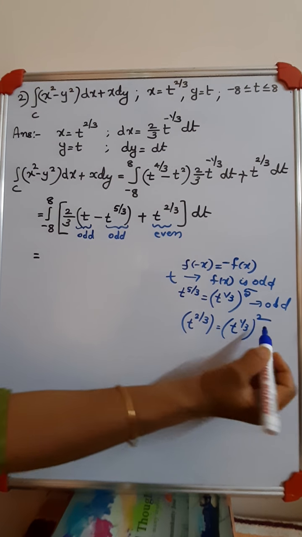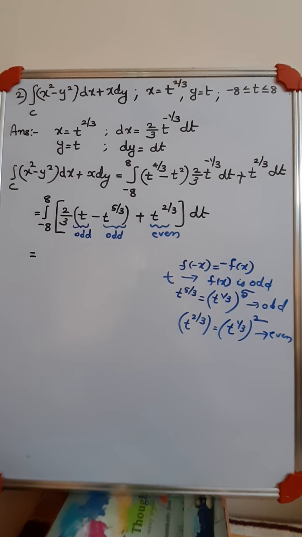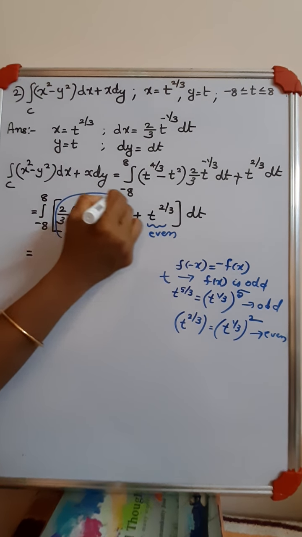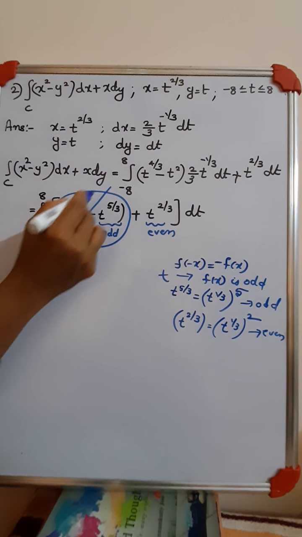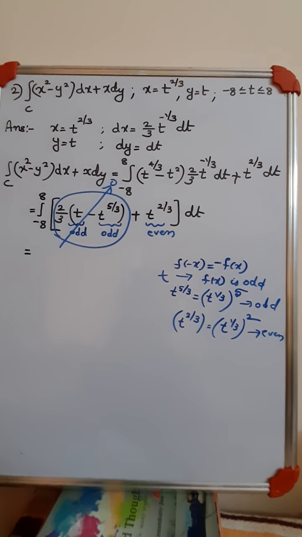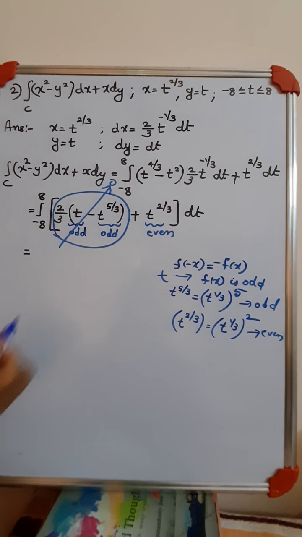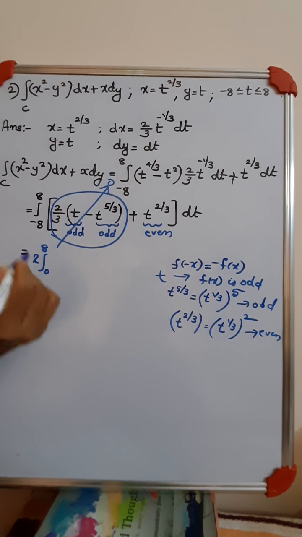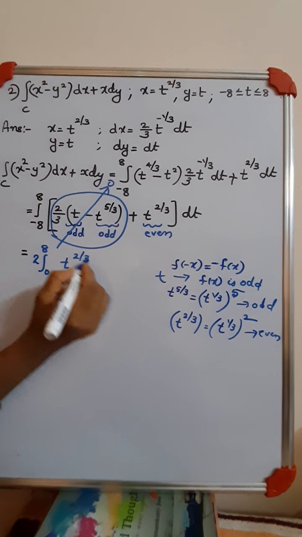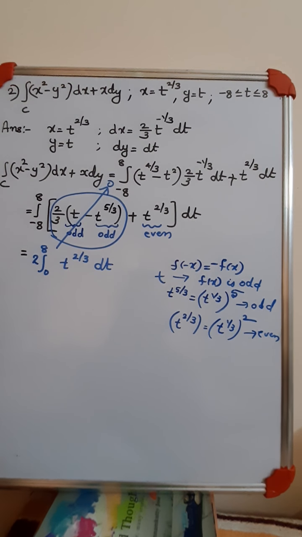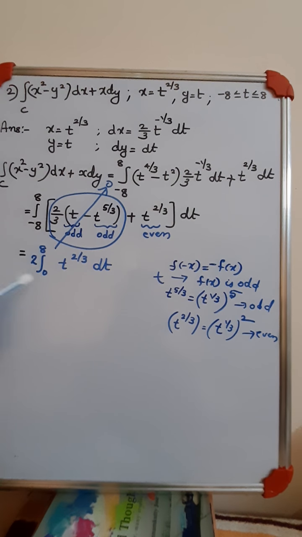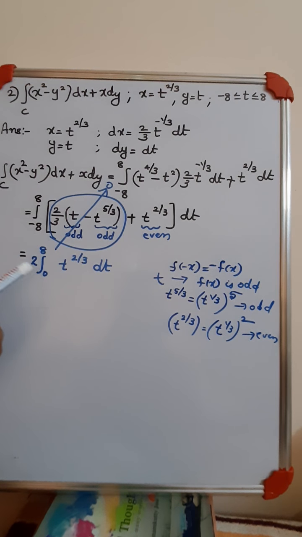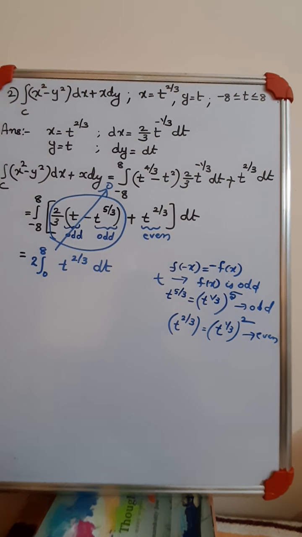There are 2 odd terms and 1 even term. So what can we conclude? Minus 8 to 8, an odd function value is equal to 0, no need to integrate this function. The answer becomes 0. Now what about integral minus 8 to plus 8, an even function? It can be written as 2 times integral 0 to 8 t raised to 2 by 3 dt. It is easy to integrate if the lower limit is equal to 0. Since it is an even function, we can rewrite the integral like this: 2 times 0 to 8 into an even function.